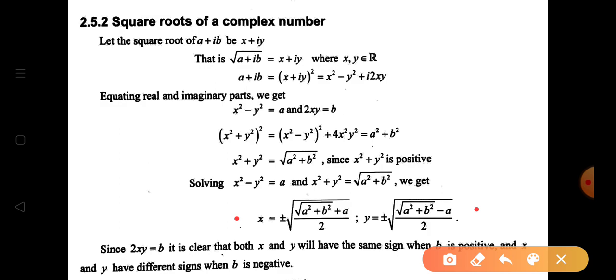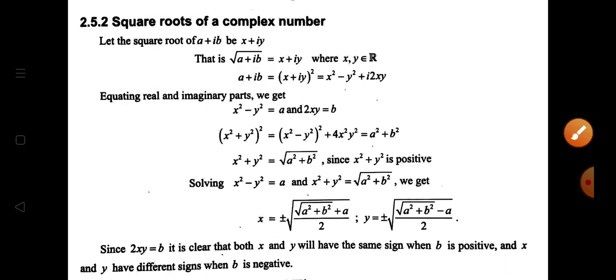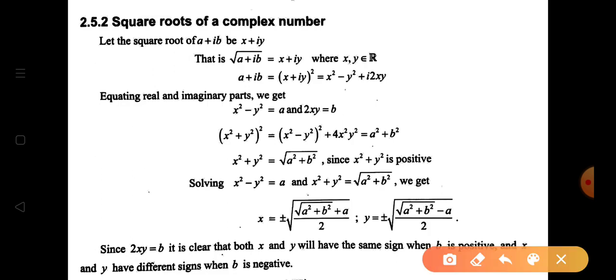What is our sum? Here we are going to find the square root of a plus ib. This is equal to x plus iy. Now we just find x and y and substitute here. Once again listen, we are discussing 2xy equal to b. Listen here, 2xy equal to b.